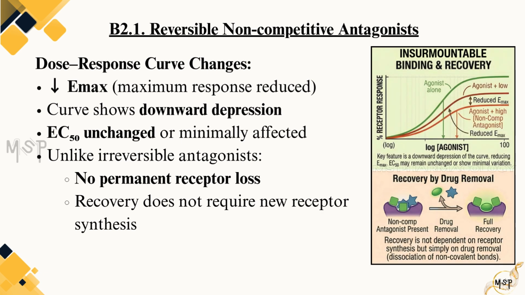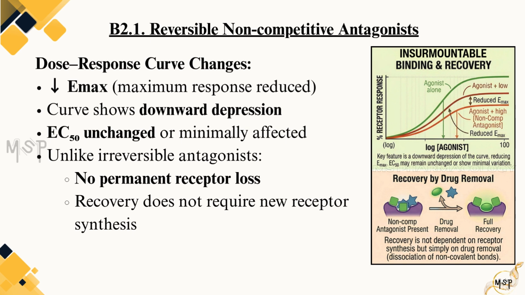This leads to a key pharmacological feature, a decrease in the maximum response, or Emax. On a dose-response curve, instead of shifting to the right, the curve is pushed downward. The peak effect is lower, even though the agonist is still present. The EC50 may stay the same, or show only minor changes. Unlike irreversible antagonists, the receptor itself is not permanently damaged or inactivated. There's no need for new receptor synthesis.